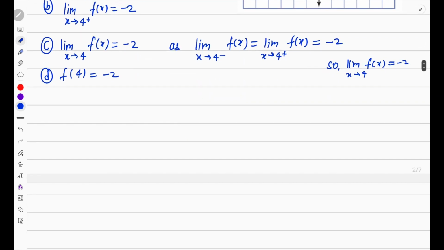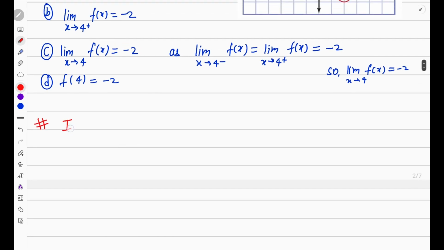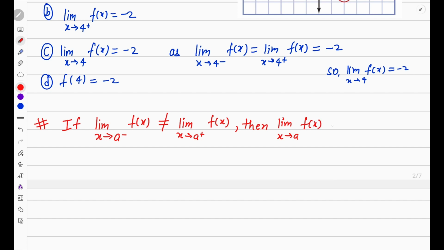Now for one more point: if limit x tends to a minus f of x is not equal to limit x tends to a plus f of x, then limit x tends to a f of x does not exist. This is the extension of the previous part.